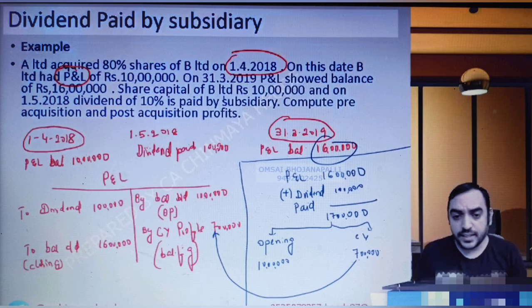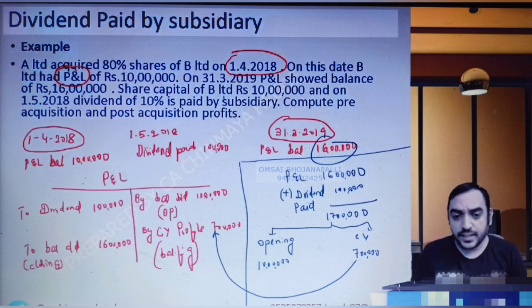A Limited acquired 80% of shares of B Limited on 1/4/2018. On this date, B Limited had P&L of rupees 10 lakh. On 31/3/2019, P&L account showed a balance of 16 lakhs. Share capital of B Limited is 10 lakh, and on 1/5/2018, a dividend of 10% was paid by the subsidiary company. Compute pre-acquisition profits and post-acquisition profits.